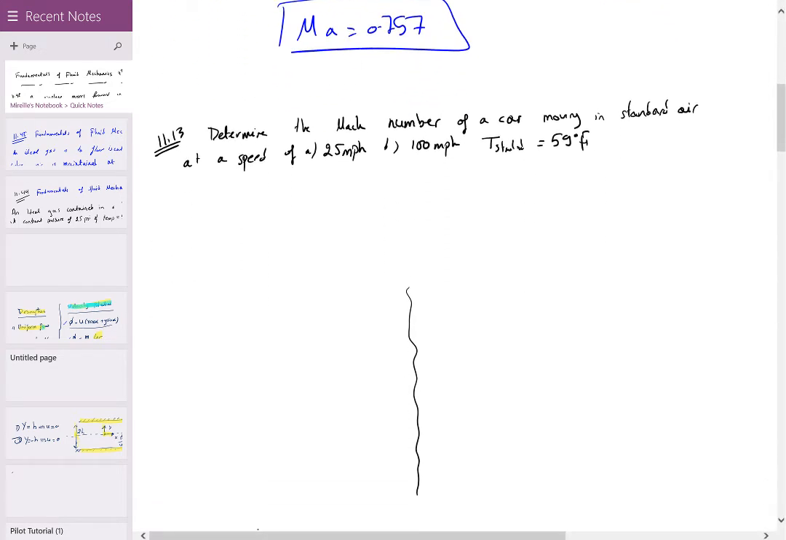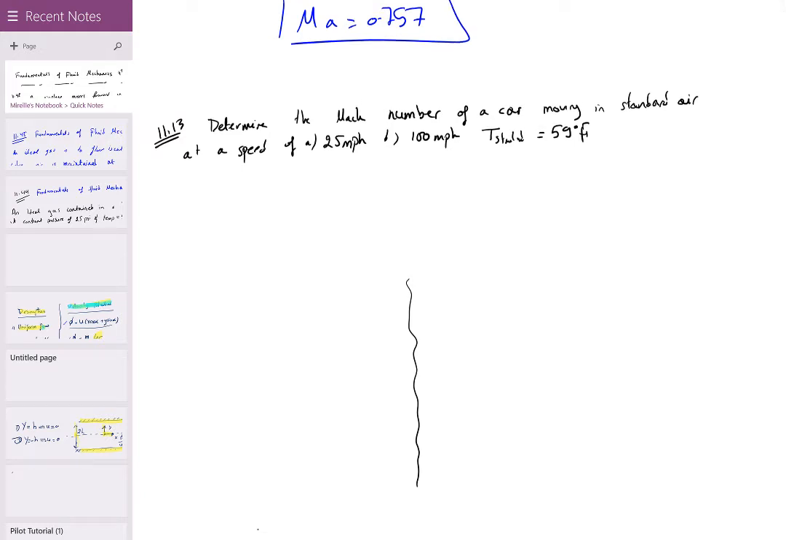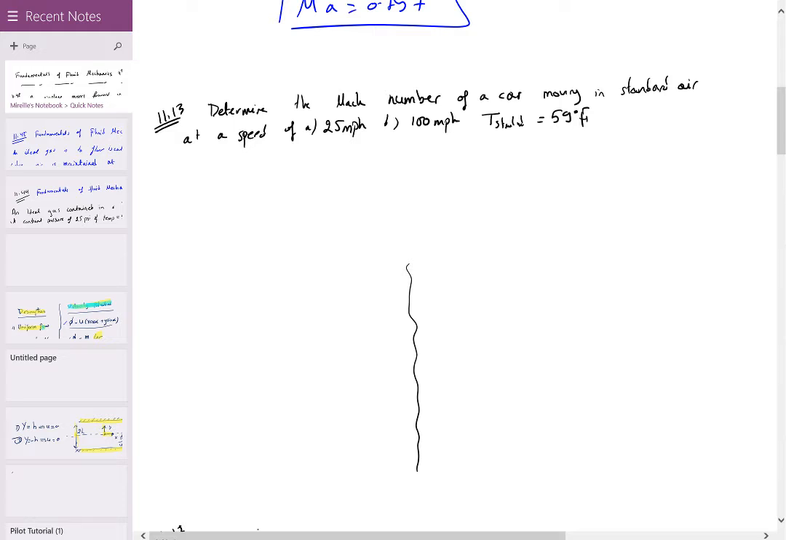I'll go ahead to problem number 2. Determine the Mach number of a car moving in standard air at a speed of 25 miles per hour. Part B, 100 miles per hour. T for standard air is 59 degrees Fahrenheit, which I'll convert directly to degrees Rankine. I'm going to add 460, so I get T is 519 degrees Rankine.